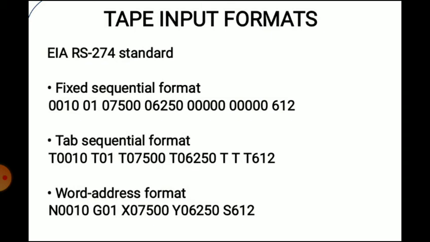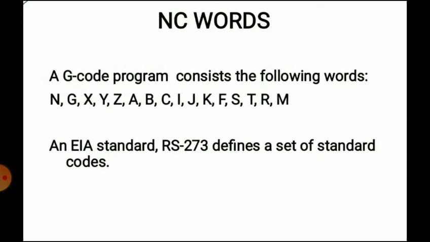So we will focus on the word address format. In NC word address format, a G code format consists of the following words: M, G, X, Y, Z, A, B, C, I, J, K, F, S, T, R, and M.